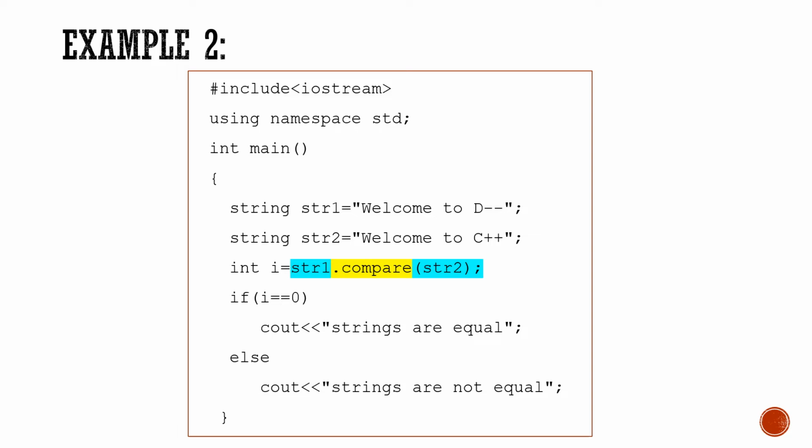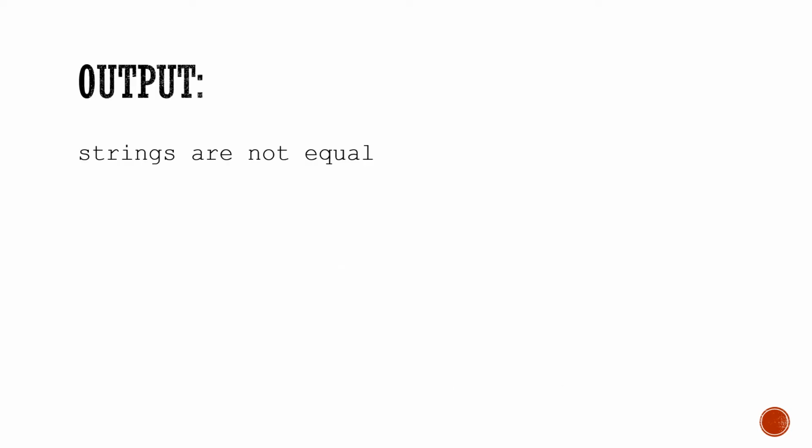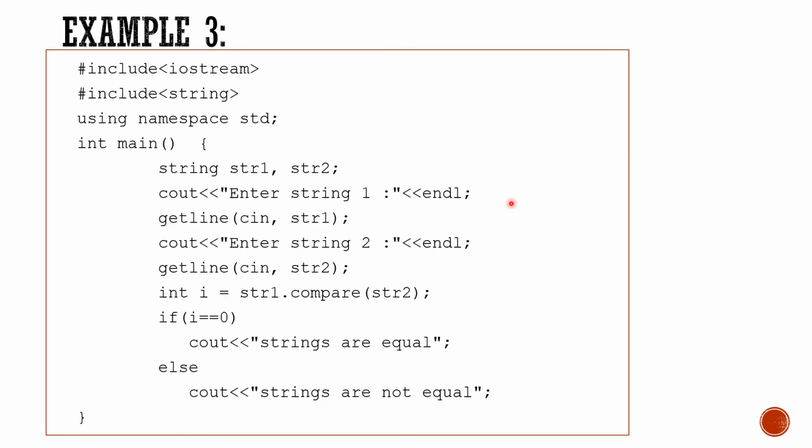Let's check this program. We write int i equal to str1.compare(str2), and we store the return value into i. If i equals 0, it will display strings are equal. Else it will display strings are not equal. When we run this program, it will display strings are not equal. Okay, let's look at another example, example 3.